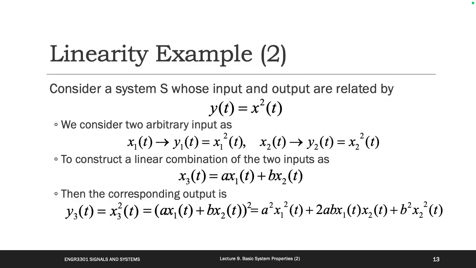So the next step, we need to prove whether y3(t) equals a y1(t) plus b y2(t), am I right? We need to decide what a y1(t) plus b y2(t) equals. It equals a x1(t) squared plus b x2(t) squared, which is this one, am I right? So is it equal? Is it equal?